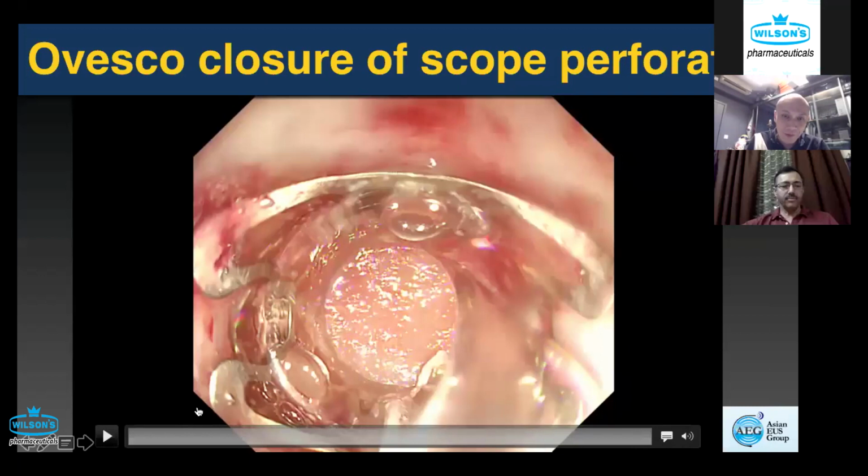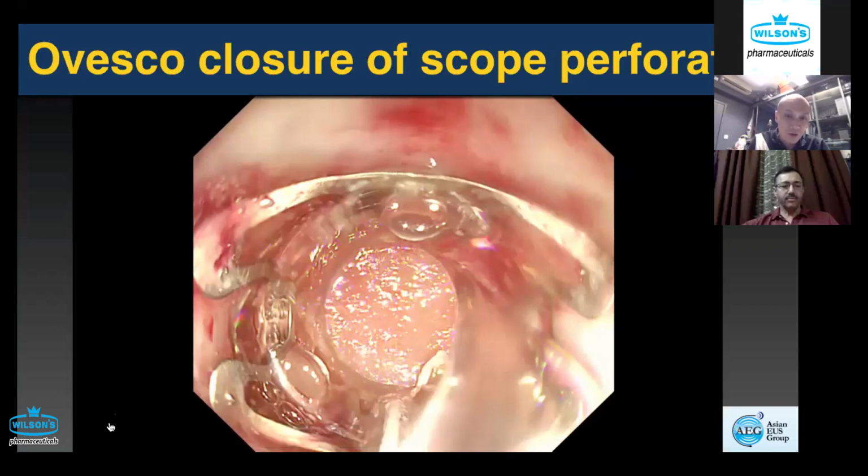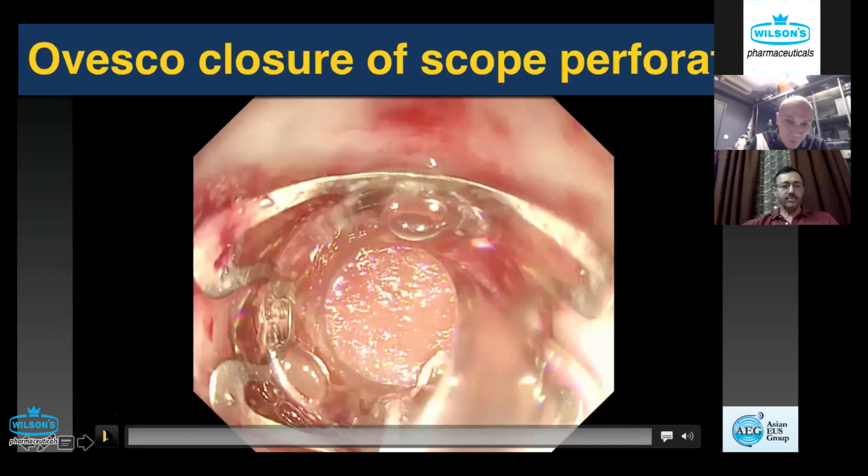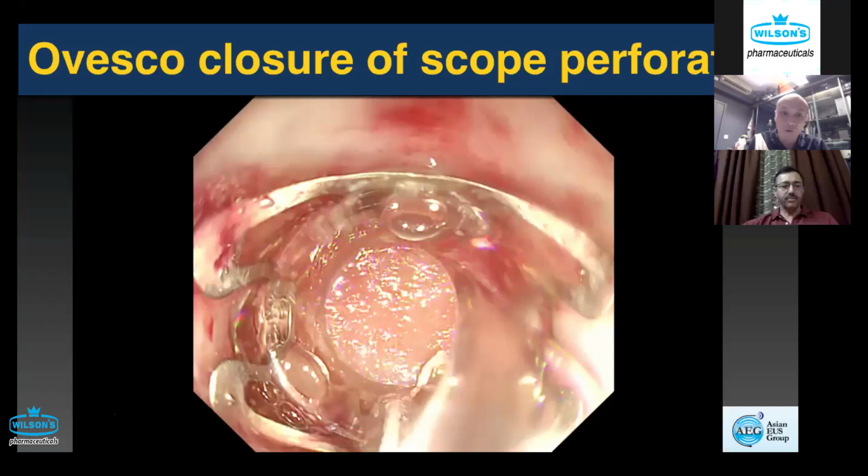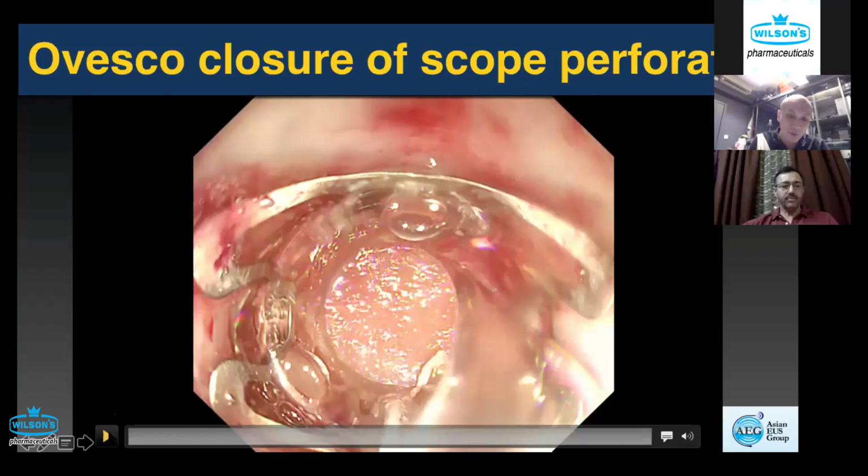Nowadays, I think most of the perforations, even if it's scope-induced, we can deal with by endoscopic methods, either by just easy clips, or if you have access to an Ovesco, then it can also provide a very good way of closing a scope perforation. So this is a scope-induced perforation in D2. It was a very clean perforation, so we decided to close it immediately with Ovesco.